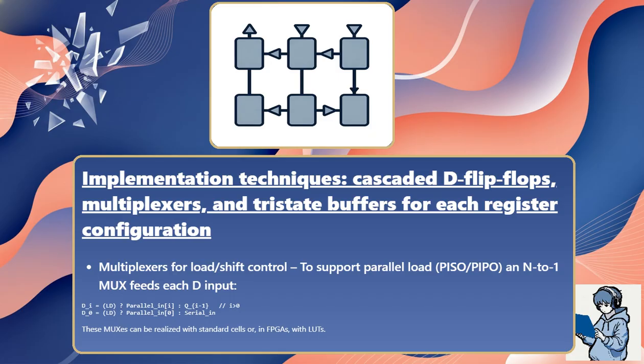Multiplexers for load/shift control. To support parallel load, PISO or PIPO, a 2-to-1 multiplexer feeds each D input. D(I) = if LD then parallel_in(I) else Q(I-1), for I greater than 0. D0 = if LD then parallel_in(0) else serial_in. These multiplexers can be realized with standard cells or, in FPGAs, with lookup tables.